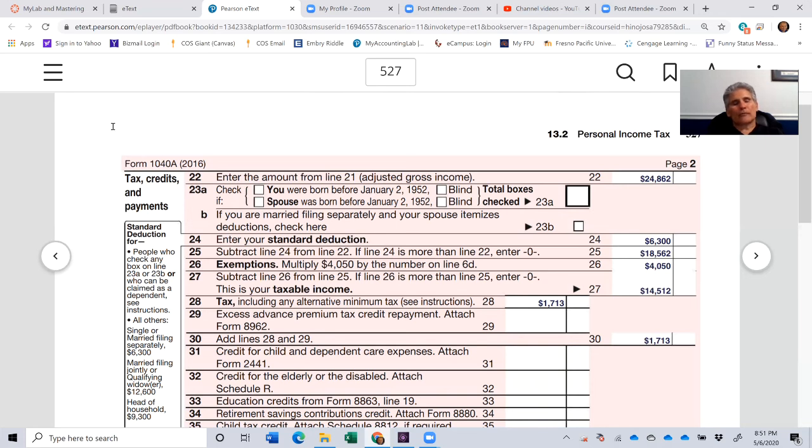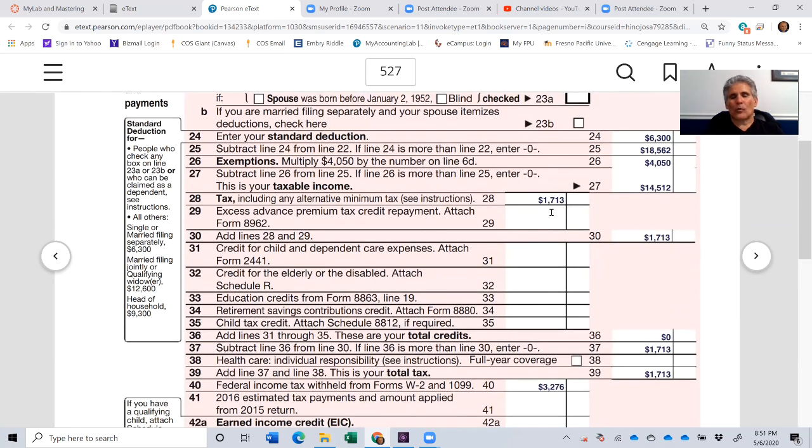We carry over from the previous page the $24,862. She uses the standard deduction of $6,300. She then qualifies for one exemption of $4,050, and then you have your taxable income. So you see this minus this gives you this, minus that gives you this. Based upon the tables, her tax is $1,713. So that's her total tax.